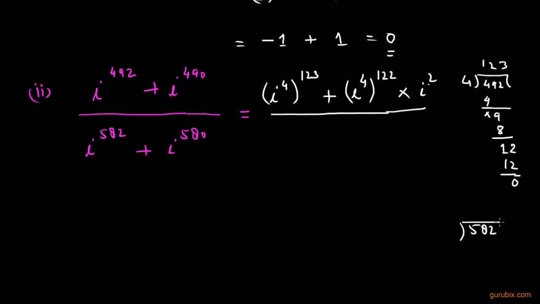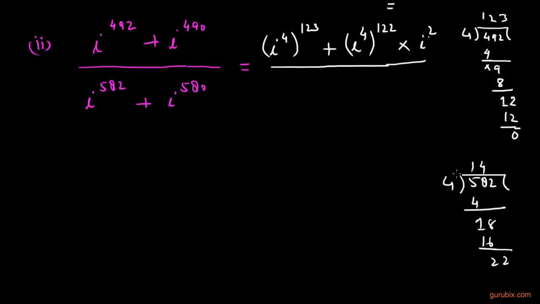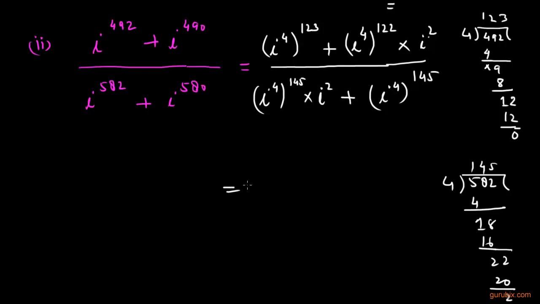Same as here we shall divide 582 by 4. Here goes 1 time, remainder is 1, we bring down 8, here it goes 4 times, remainder is 2, we bring down 2, and here it goes 5 times, remainder is 2. So we can write this expression, iota raised to 4, and this whole value raised to the 145th power into iota square, and this value can be written as iota raised to the 4th power raised to the 145th power.